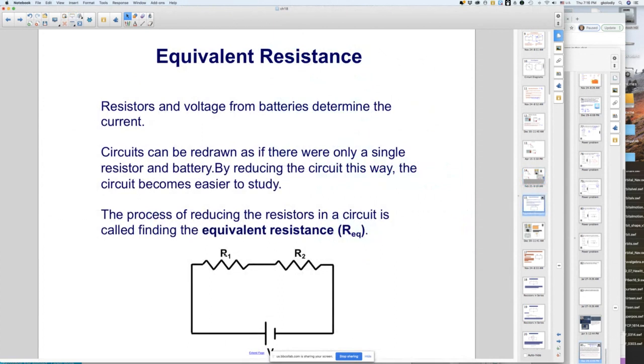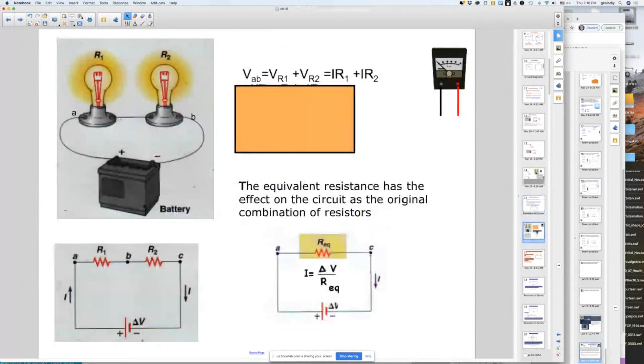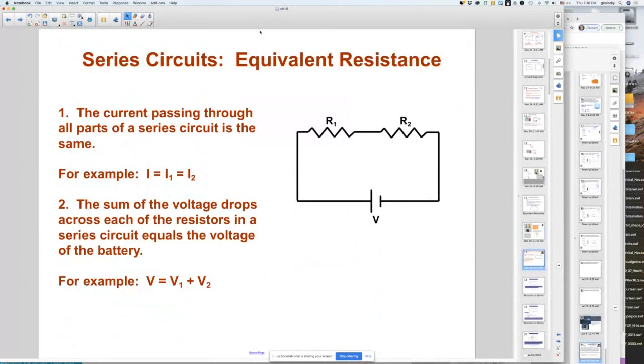So how do you find the equivalent resistance in resistors? The process of reducing the resistance in a circuit is called finding the equivalent resistance, replacing these two by one. And I know you've done this already in lab. We know that in a series circuit, the current is the same throughout. The current, we're going to call it I. Let me do it in red. I comes out of here. How do you calculate that I? Well, you're going to use Ohm's law.